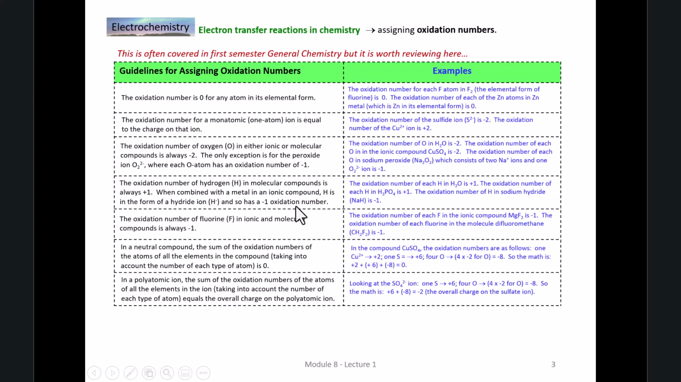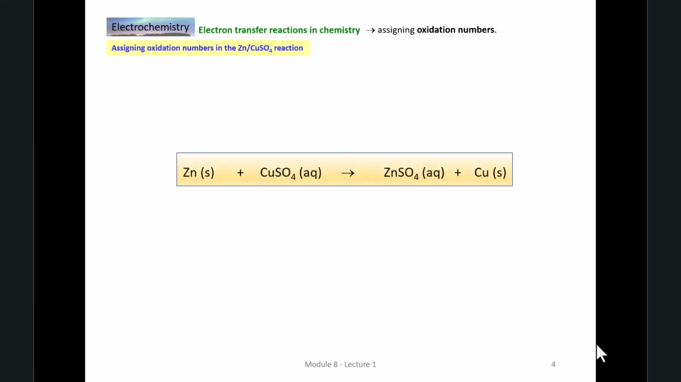We'll do some examples. The first thing we'll do is apply these guidelines to the zinc copper sulfate reaction that we just covered. And I'm going to put this in the middle of the slide here and make it a little bigger, because we're going to assign oxidation numbers to each of the atoms here and try to go back and name the guideline that gives us the ability to assign the oxidation number. And recall that I'm going to assign oxidation numbers on a per atom basis, and you'll see what I mean in a minute.